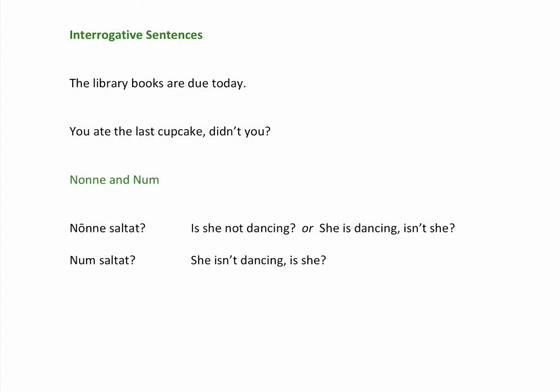So today we're going to take a look at interrogative sentences in Latin. And an interrogative sentence, whether it's in English or in Latin, simply is a sentence that asks a question. In English, when we ask a question with a yes or no answer, we move the verb to the front of the sentence. So if you take the statement, the library books are due today, and move the verb to the front, it becomes, are the library books due today?